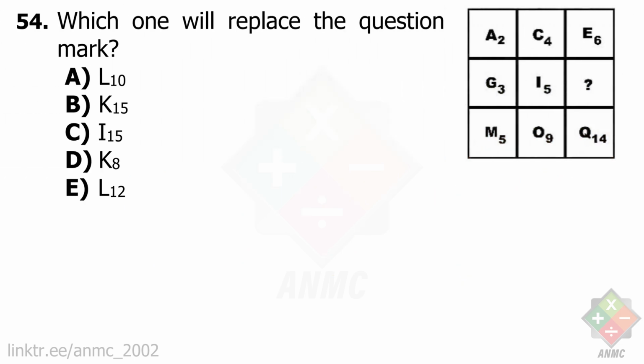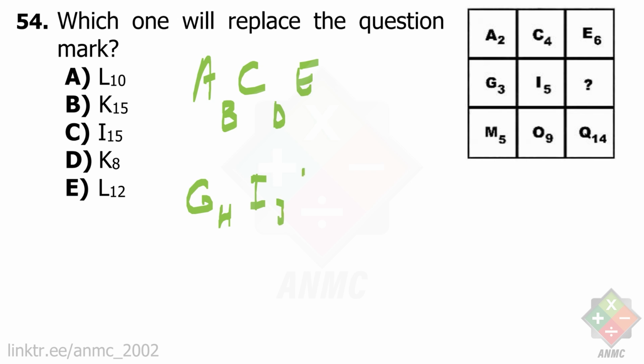If you follow the alphabet A, B, C, D, E, you can see that there is one difference. G, H, I, J, K. So it is K. And 2 plus 4, 6. 3 plus 5, 8. 5 plus 9 is 14. This means it is K8. K8 is the answer.